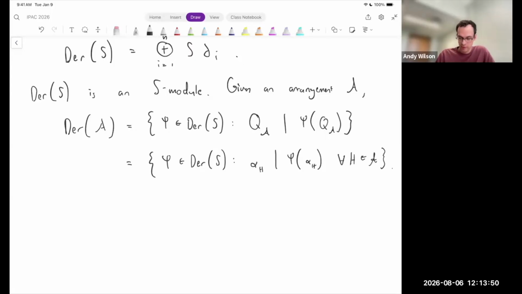I'll hold off on my example for a second. Try to load a couple of other vocabulary terms first. So this is an S submodule of the derivations of all of S. And we're most interested in when this is a free module, right? So if this thing is free as an S module, then we say that A is a free arrangement.